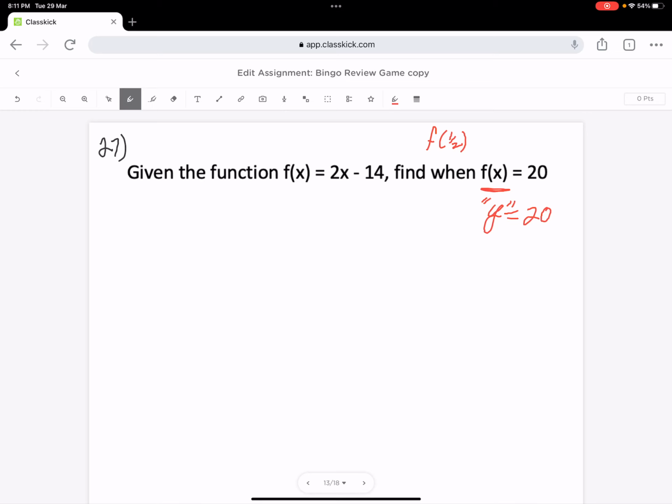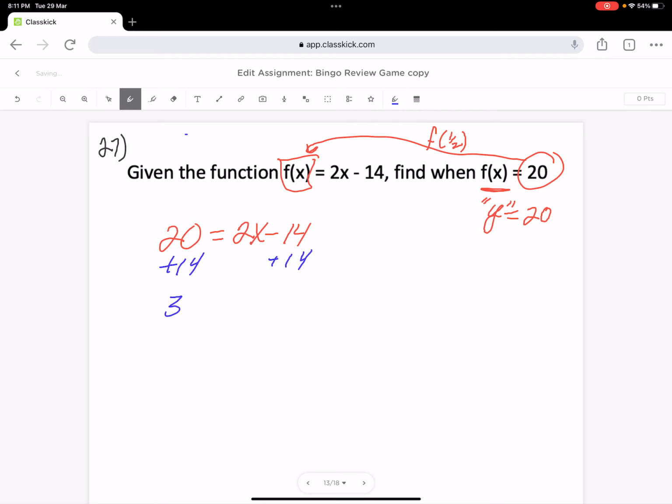So what we need to do then is wherever we see f of x, we need to replace it with 20. So this is just another way of saying, well, 20 then is equal to 2x minus 14, and we're trying to solve for x. So I'll add over 14. 34 is equal to 2x, divide by 2. So x is then equal to 17.